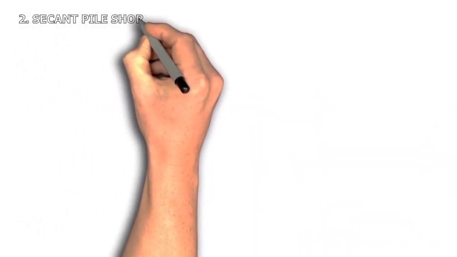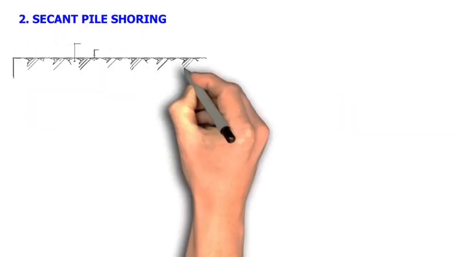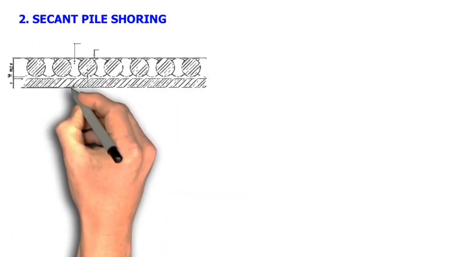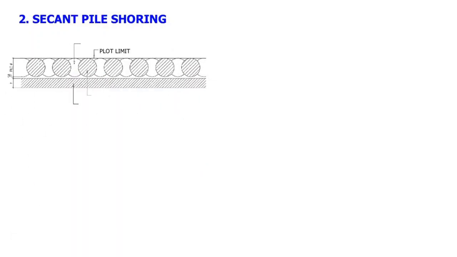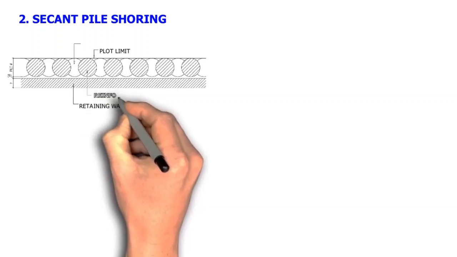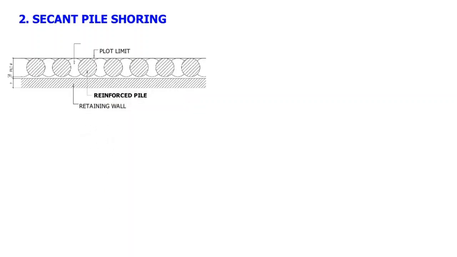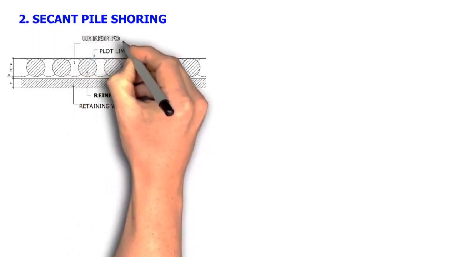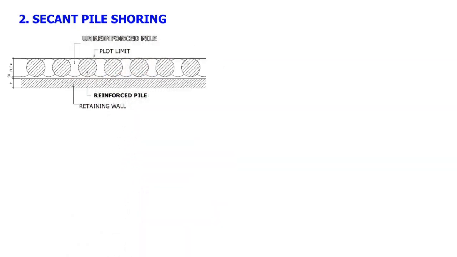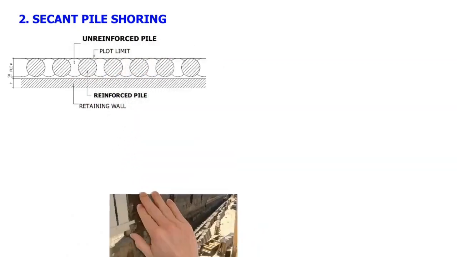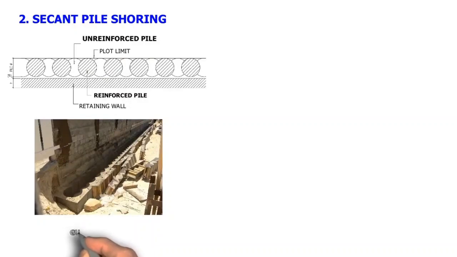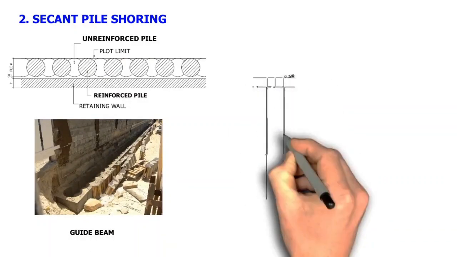Number 2. Secant pile shoring. Secant pile shoring is formed of two intersecting types of piles, reinforced, also called secondary, and unreinforced, or primary, piles, interlocking each other to form a continuous wall. A guide beam is constructed first prior to installation to keep the alignment in place. This is usually used in deep excavations.